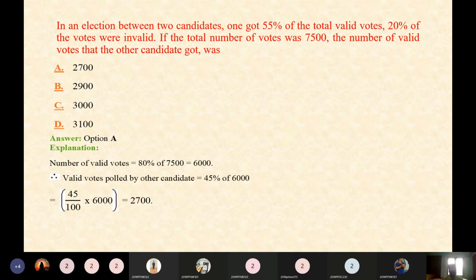The number of valid votes that the other candidate got was. So now I hope you understood. The total votes polled are 7,500. As per the problem, 20% of votes are invalid. So now you get the 20% of the votes in 7,500. How much are the valid votes? Anybody else? So total votes polled are 7,500, and in 7,500, 20% of votes are invalid. Now get the 20% of 7,500. How much is 20% of 7,500?